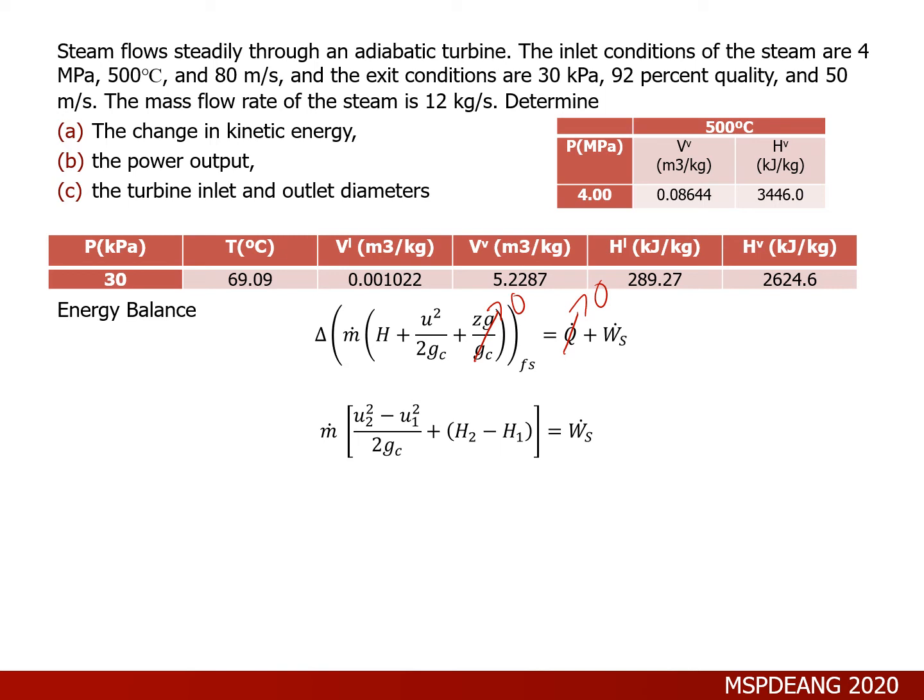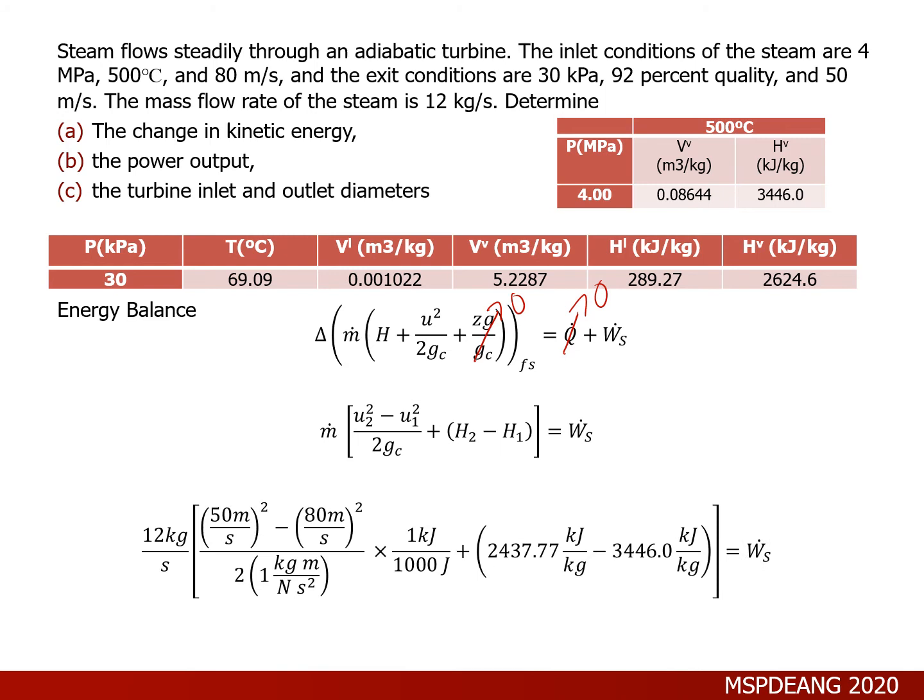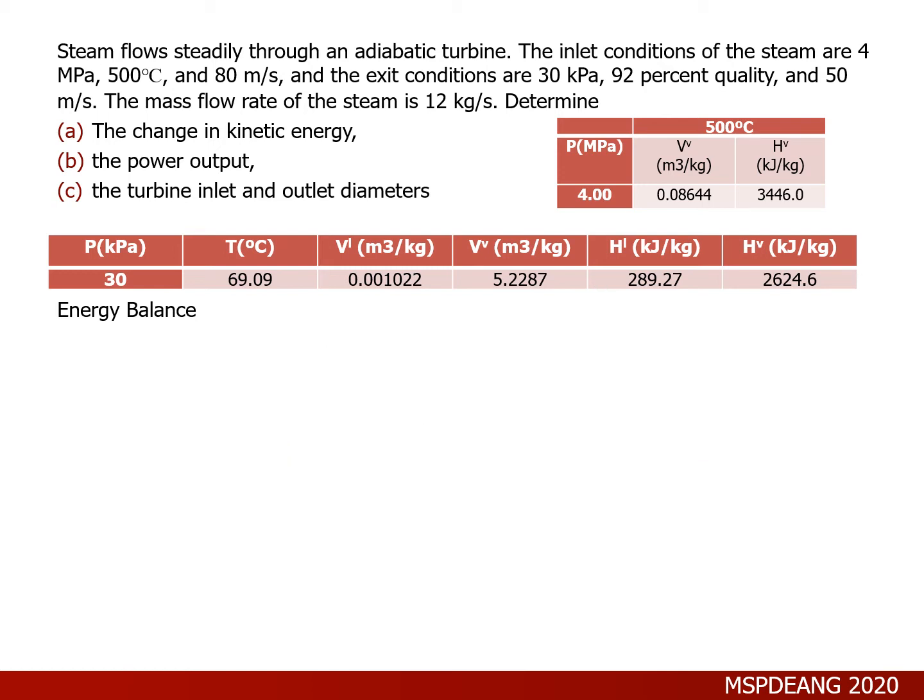is equal to the shaft work. And substituting the necessary values, take note that the units of the kinetic energy change in natural units here are in joules per kilogram. So you have to convert it to kilojoules per kilogram. So always be careful here, because enthalpy is typically in kilojoules per kilogram, but kinetic energy and potential energy are in joules per kilogram. So make the necessary conversion to get the required shaft work. And solving the energy balance equation, you should now get the shaft work as negative 12,122.16 kilowatts. Obviously, the shaft work should be negative since this turbine is a work-producing equipment.